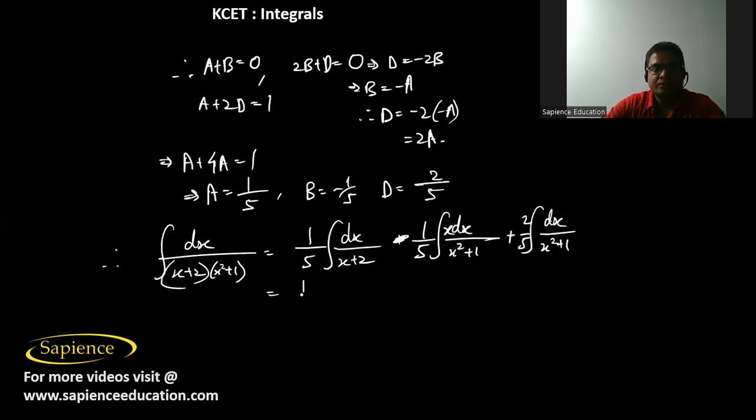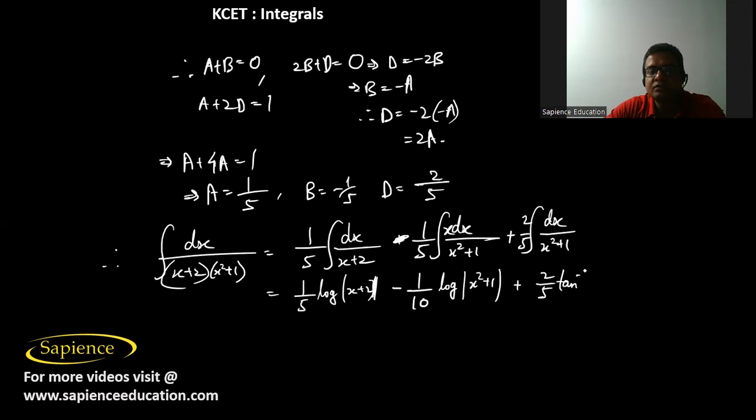So this will be 1 by 5 log mod (x plus 2), and this I can write minus 1 by 10 into 2x dx. So if I take x square plus 1 as t, 2x dx will be dt. So this will be integral dt by t, which is log mod t, which is log mod (x square plus 1), plus this is 2 by 5 tan inverse of x.